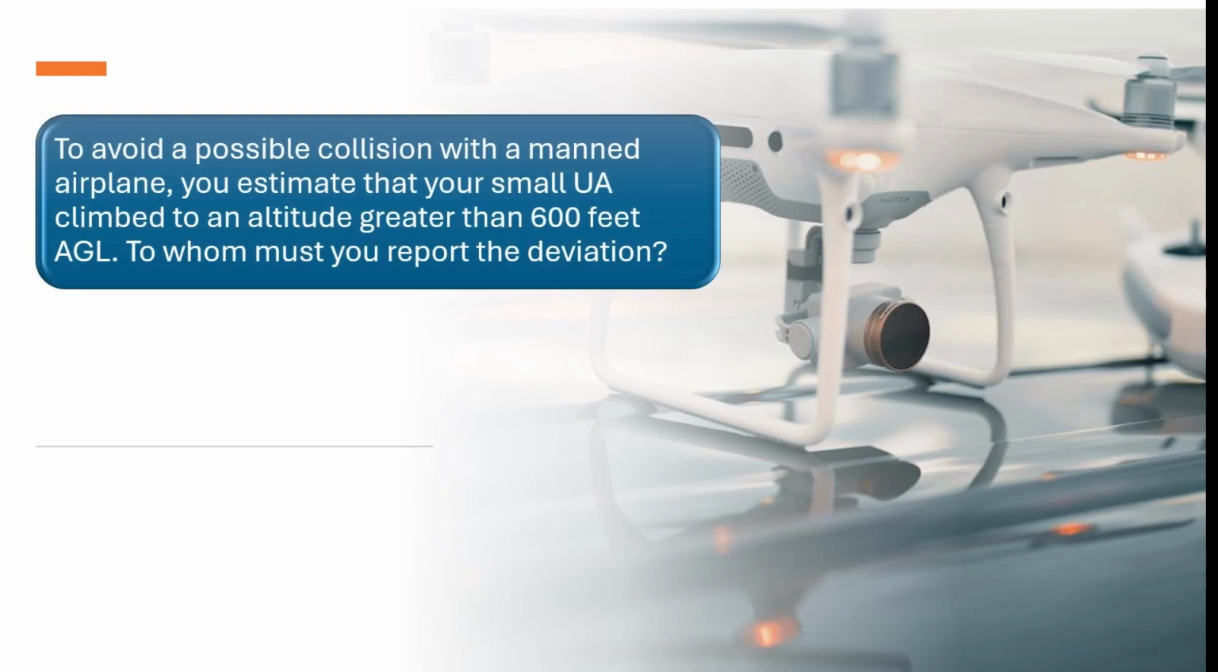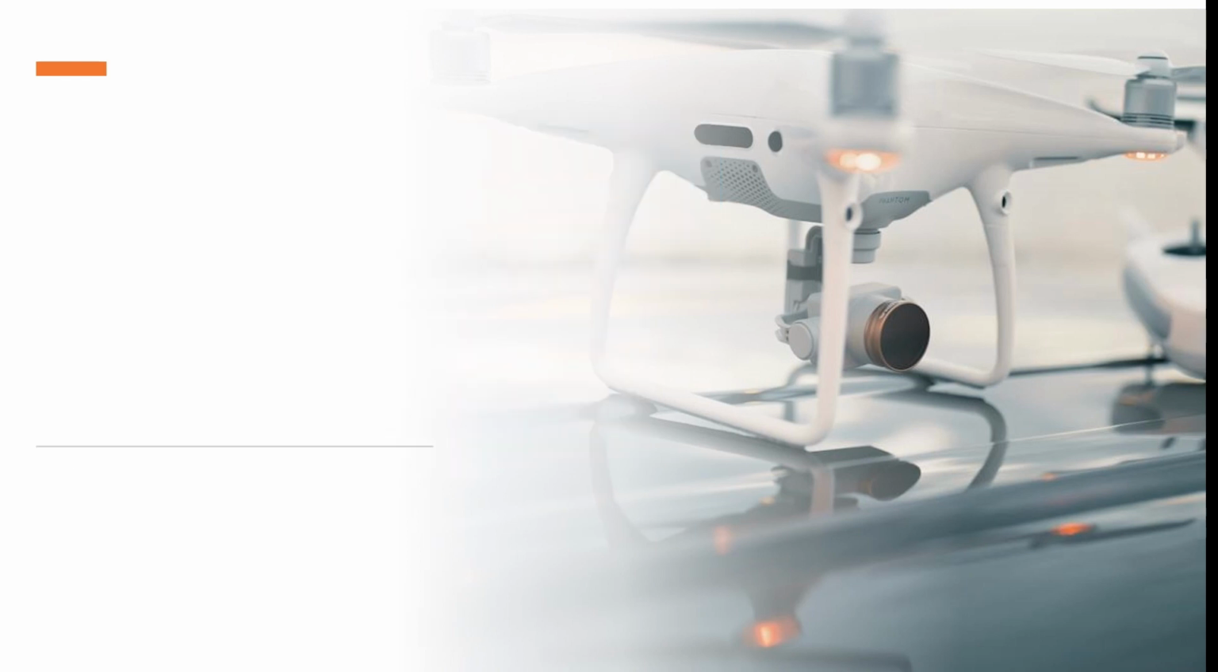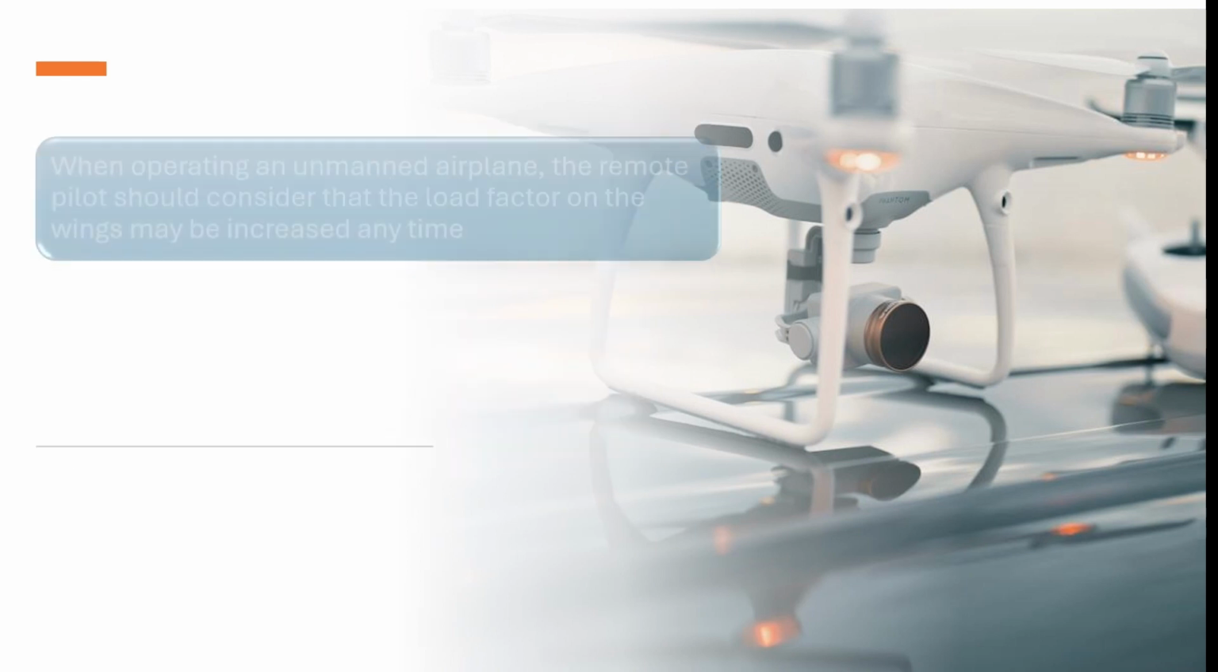To avoid a possible collision with a manned airplane, you estimate that your small unmanned aircraft climbed to an altitude greater than 600 feet AGL. To whom must you report the deviation? A remote pilot who inadvertently flies their drone above the maximum altitude of 400 feet to avoid collision would need to report the deviation to the Federal Aviation Administration upon request.